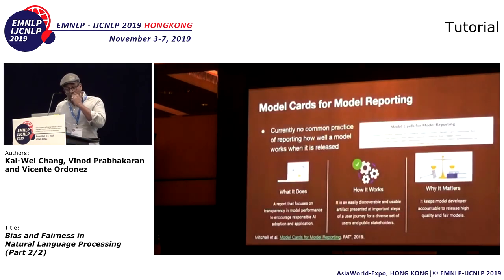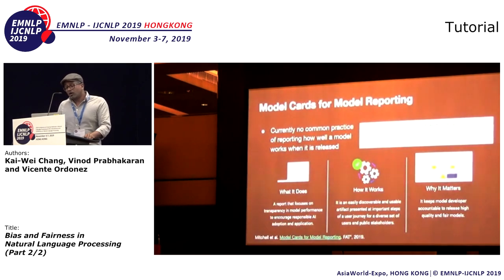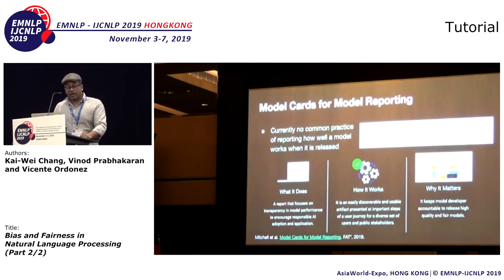For this, there was a paper published earlier this year at FAT*, called Model Cards for Model Reporting. This came out of our team. The idea is that such a report could focus on transparency of the model performance to encourage responsible AI adoption and application. It can be attached to the model so that it is a discoverable and usable artifact, so that a diverse set of users and public stakeholders have a richer understanding of the models they're using. It can also keep the model developer accountable to release high quality and fair models across different dimensions.